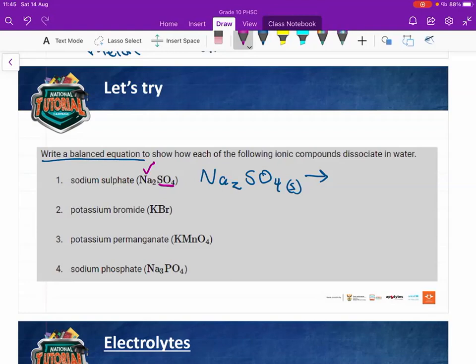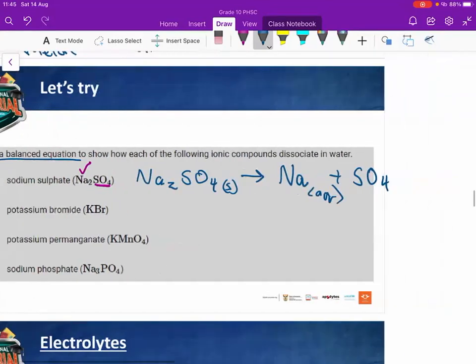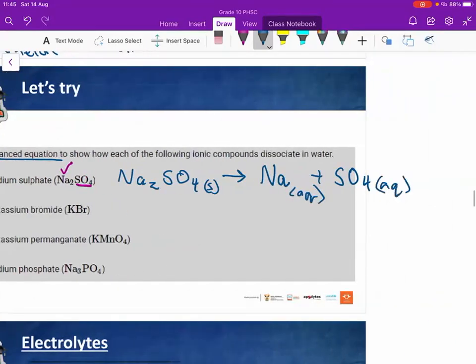Okay, if we put it in water, we don't say plus water here, because it's not reacting with water. It's just getting put into water. So we're going to show how it dissolves, how it dissociates. It's going to dissociate into sodium ions and sulfate ions, which are going to be aqueous, because the ions are dissolved in water. We call it aqueous. We don't call it liquid.